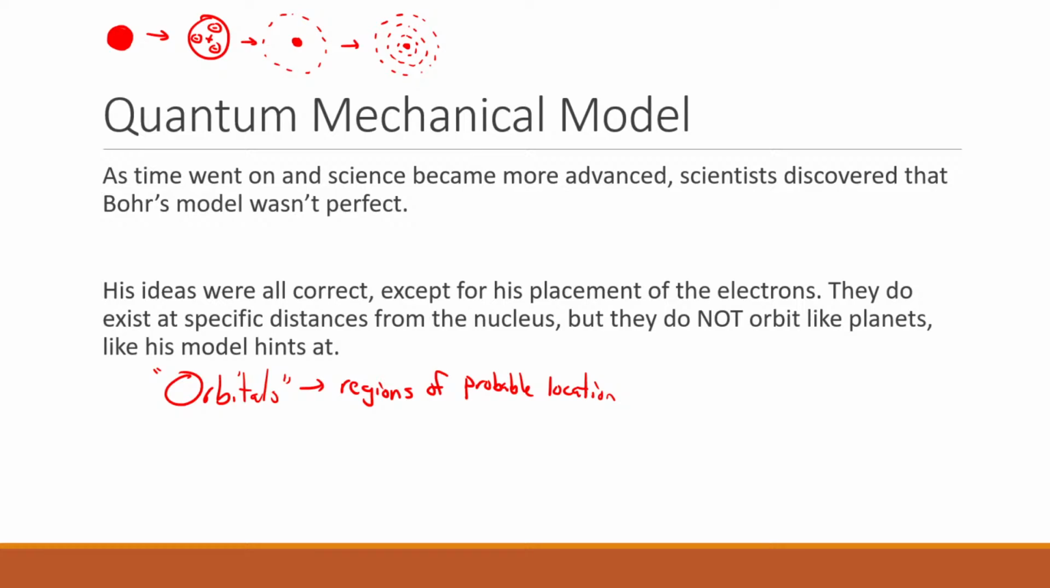And so you don't actually know exactly where that electron is. You don't know exactly where that person is. You know where they should be. You know where they are most likely going to be. But you don't know exactly where they are.